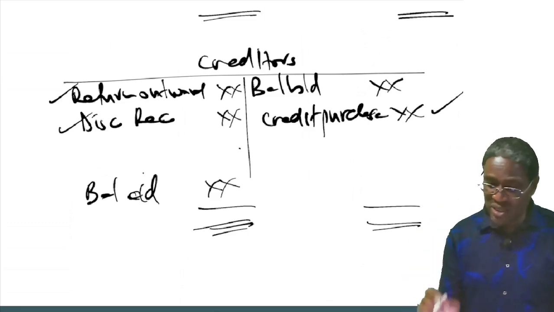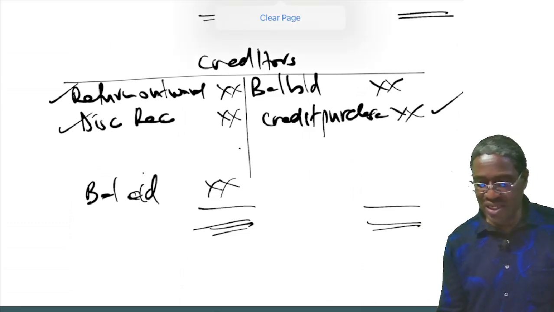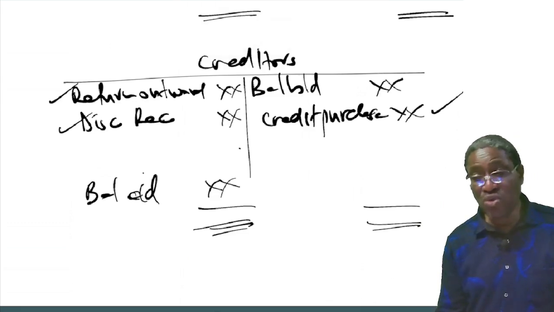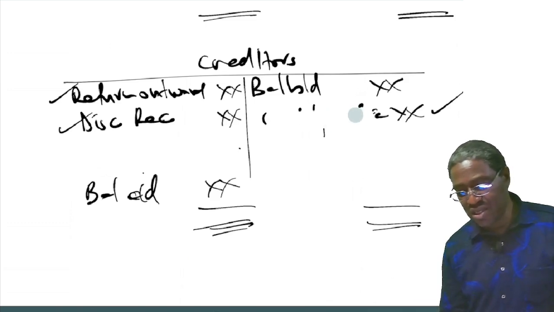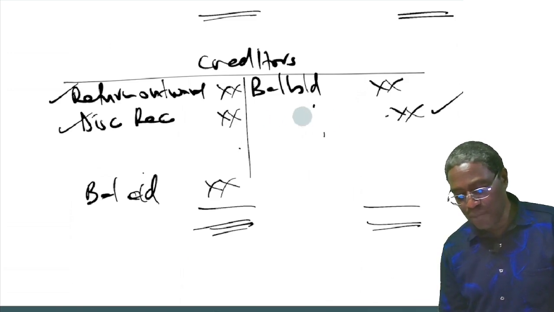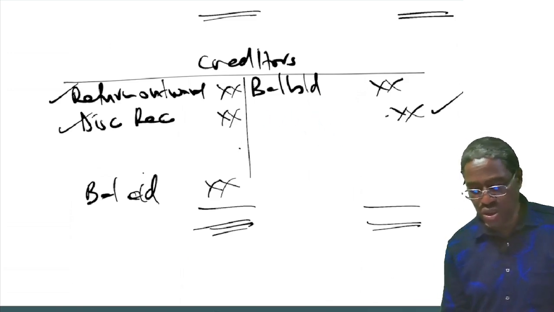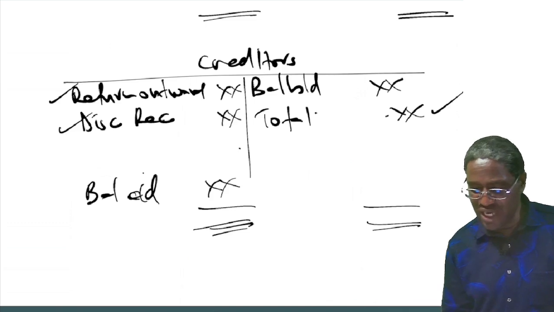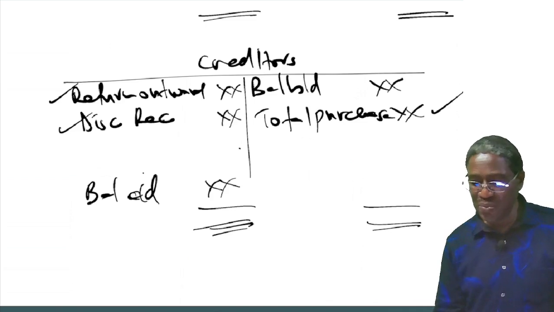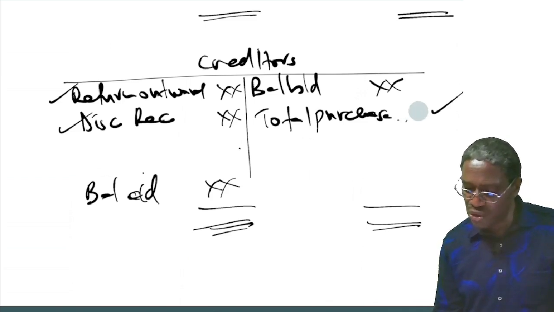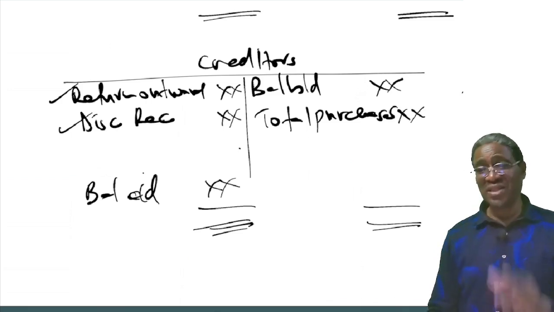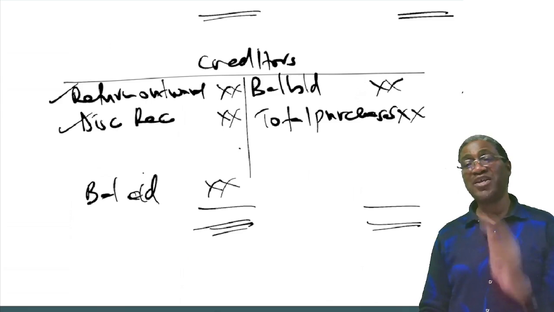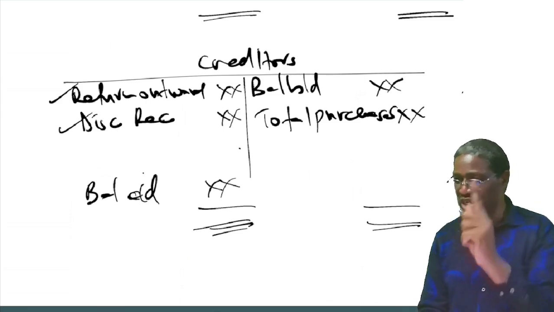So just like debtors, listen to this now, we do not use the credit purchases. Instead, we use the total purchases. We use the total purchases here to determine the cash paid to suppliers, not creditors. To determine the cash paid to suppliers, we use the total purchases on the credit side. So get the total purchases of the company and use them, not credit purchases.